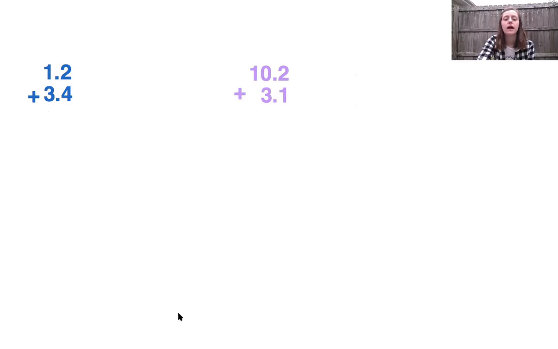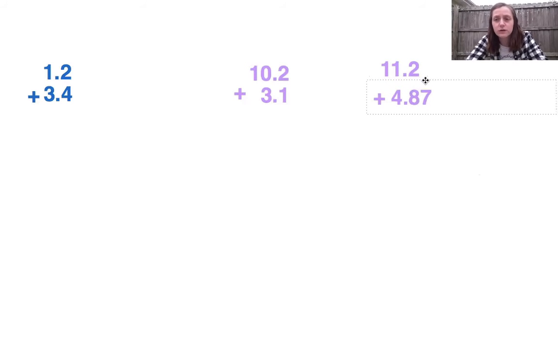Okay. Now, if you had two numbers that were, say, 11.2 plus 4.87. Okay, you might have a question here because it doesn't line up like it would normally line up with an addition problem, right?